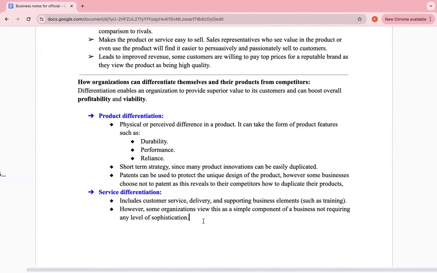So basically, differentiation enables an organization to provide superior value to its customers and can boost overall profitability and viability. So this is exactly what I just said. Always keep in mind profitability, viability, superior value. These are all keywords you have to incorporate in section B of paper 2.